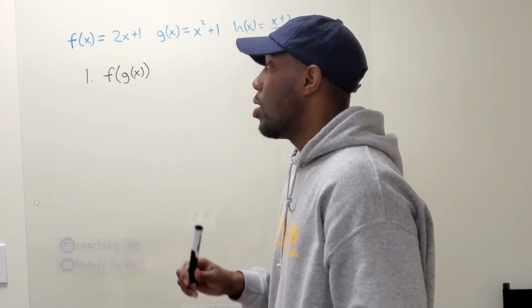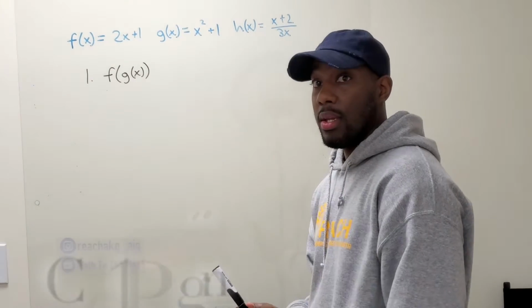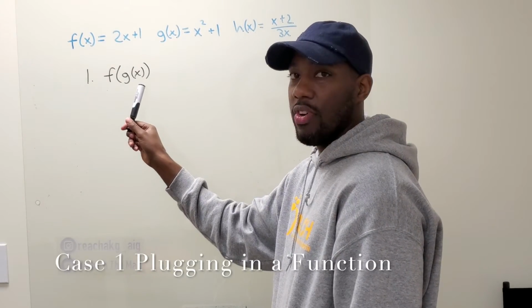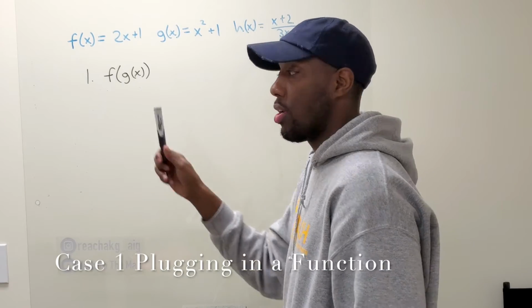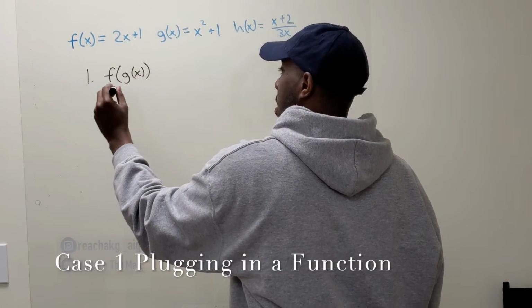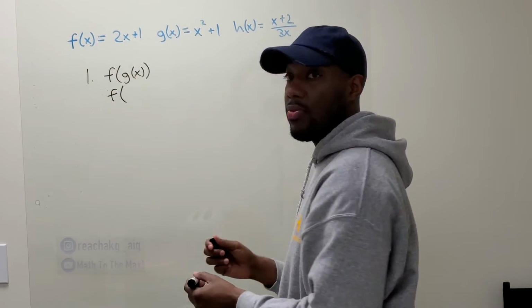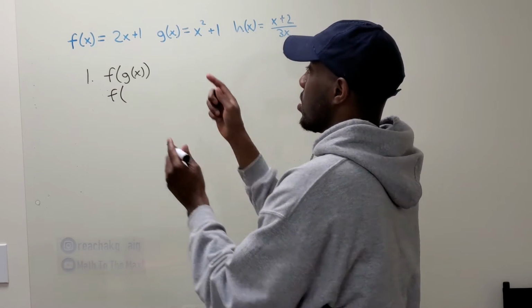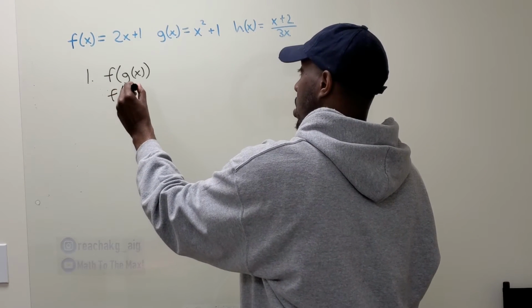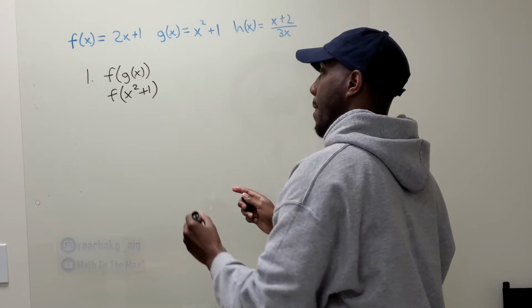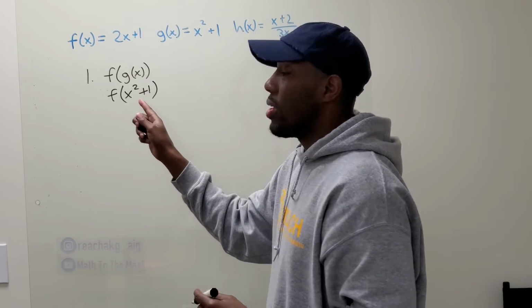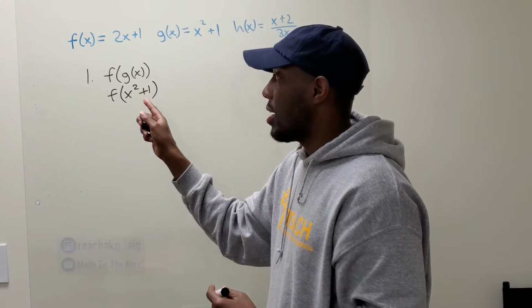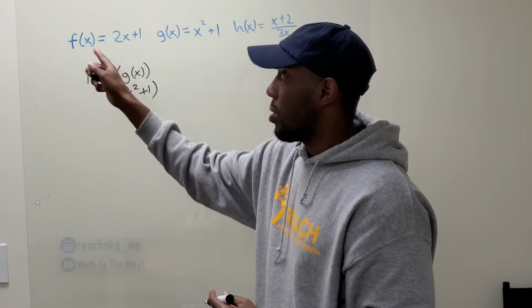Number 1. What does this mean? Put the g function into the f function. So I go and say, okay, hey, what is the g function? Well, the g function is x squared plus 1. Now, what does this mean? This means put all of this into the f function. So let's go up here and put all that in.